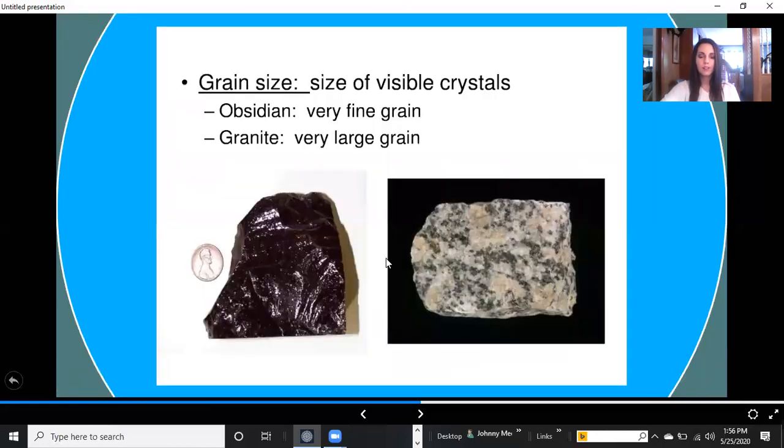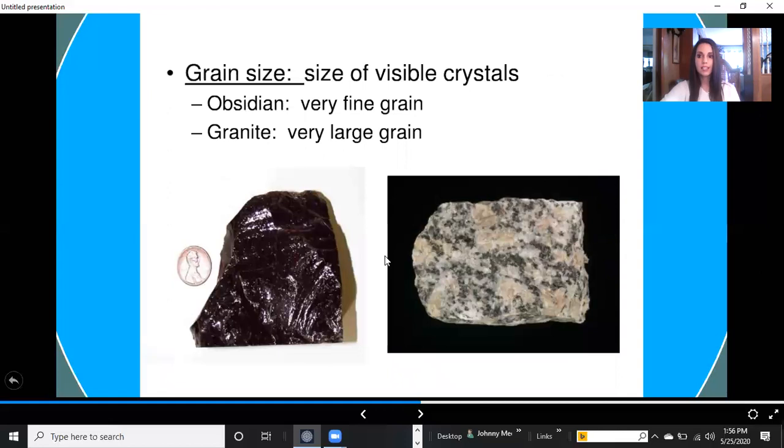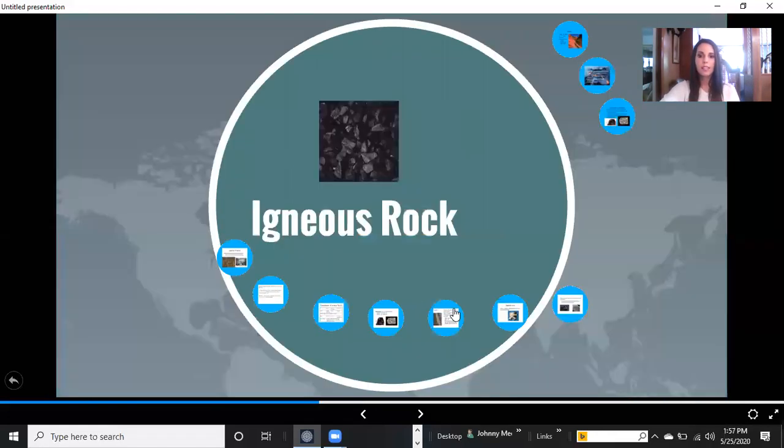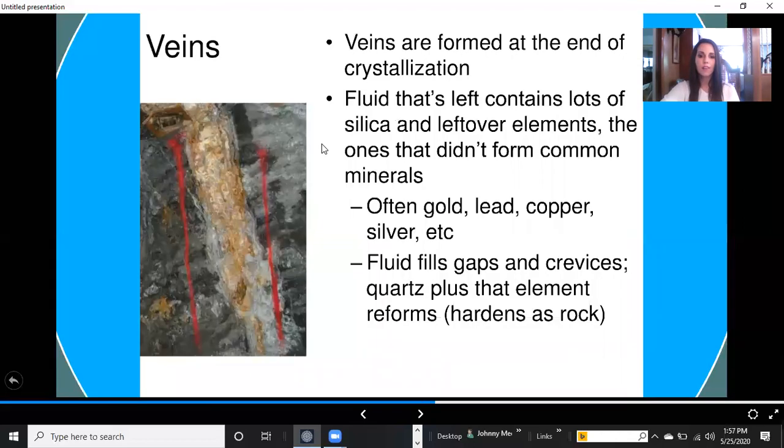So grain size. Grain size is, of course, the size of the visible crystals. We talked about that before. Obsidian having a very fine grain, for example, and granite having a very large grain, for example. So that is an identifier for us. And then veins. So igneous rocks have veins. What I mean by veins is they're formed at the end of crystallization.